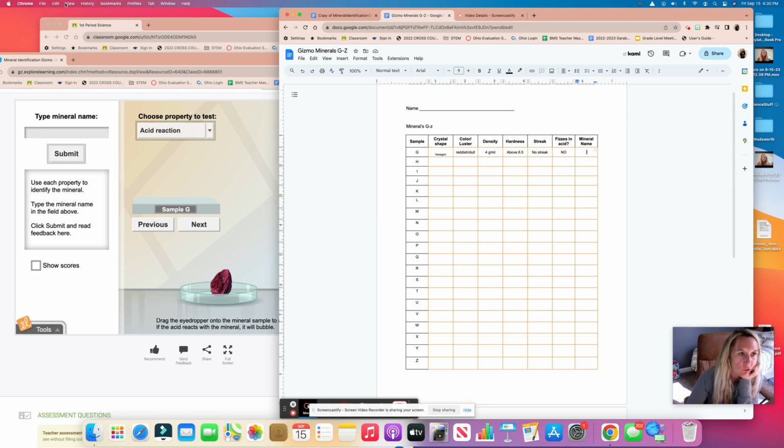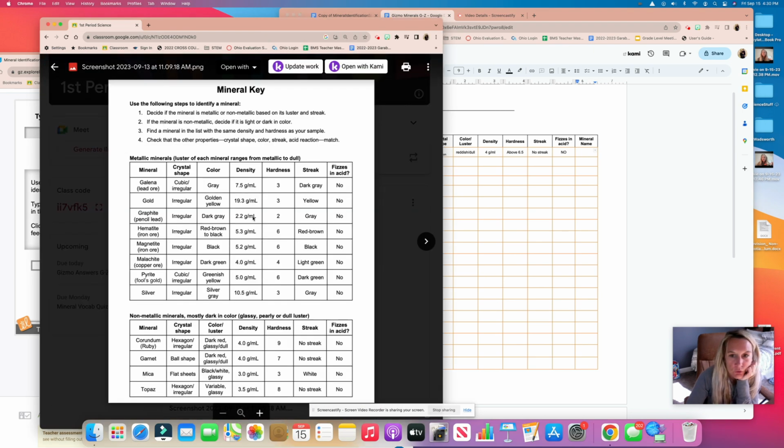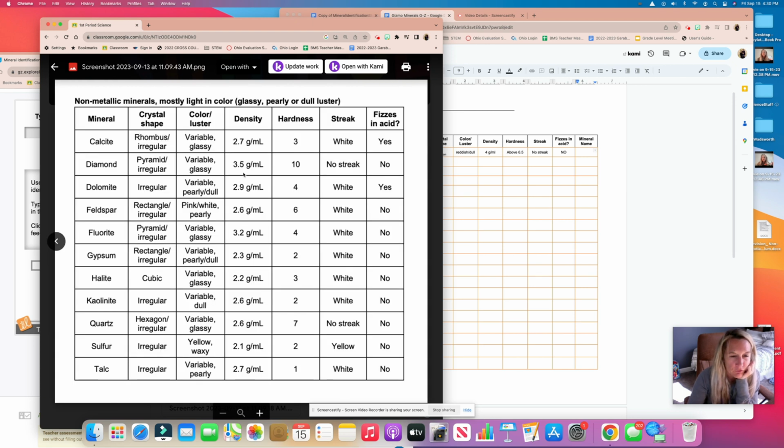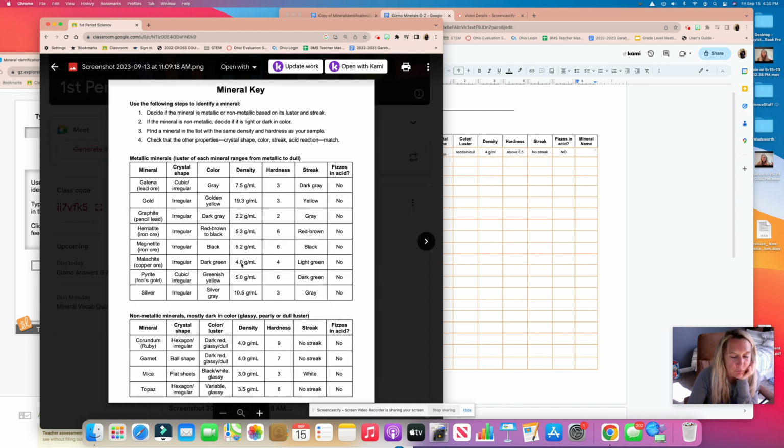So let's take a look at our key. So first off, we're going to look for a density of 4. We have malachite, we also have corundum, and we have garnet. That is 4. Let's check the back. Any other 4s? 4, 4, 4. Nope, no other 4s. So we're going to narrow it down from these 3. Malachite is a dark green color with a hardness of 4. So we definitely rule that one out because ours has to be above 6.5. So that leaves us corundum and garnet.